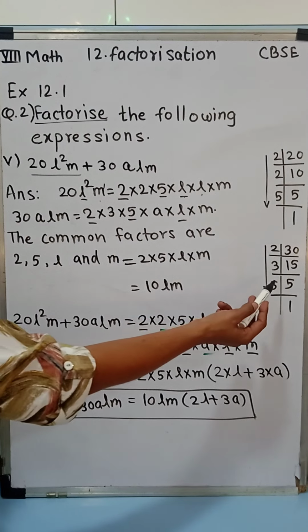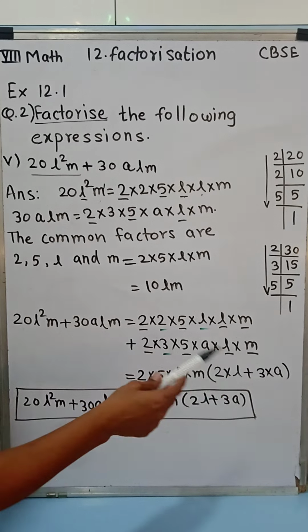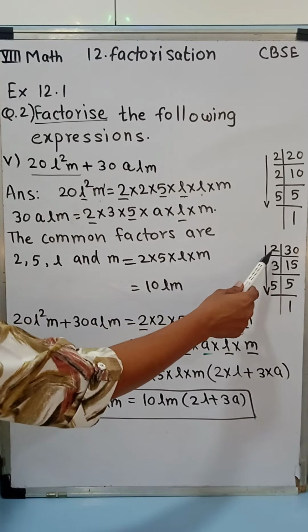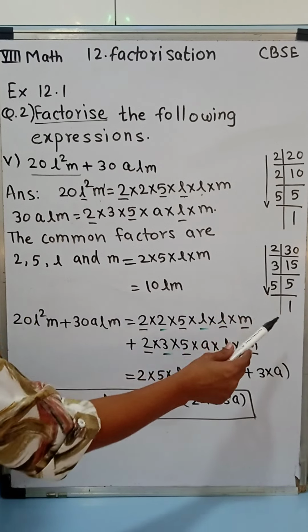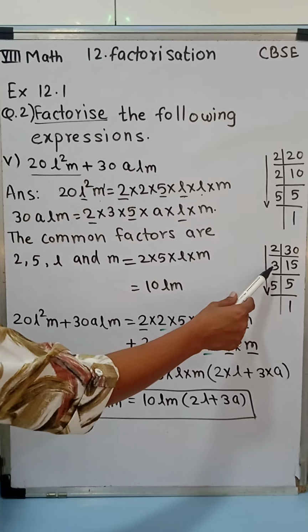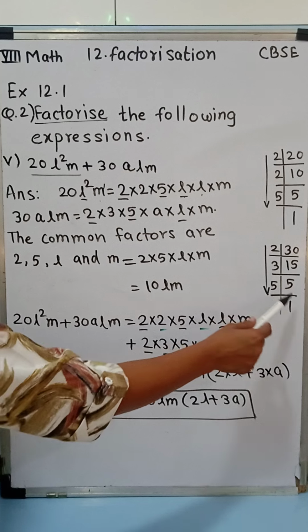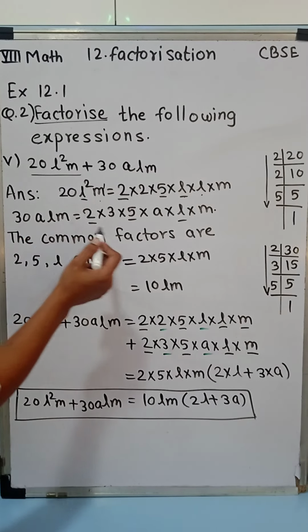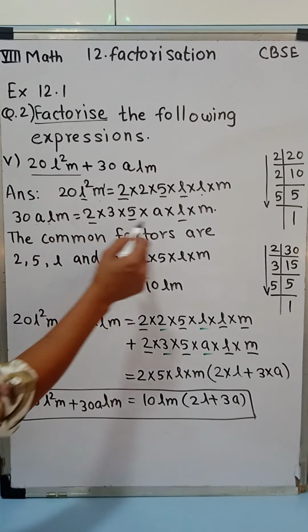Now we need to factorize 30 because 30 is a composite number. What is a composite number? It has more than 2 factors. So 30 is an even number, it can be factorized by 2. 2 1s are 2, 1 is remaining. 2 5s are 10. Now 15 can be factorized by 3. 3 5s are 15, and 5 is a prime number itself, so 5 1s are 5. 30 A L m can be factorized as 2 into 3 into 5 into A into L into m.